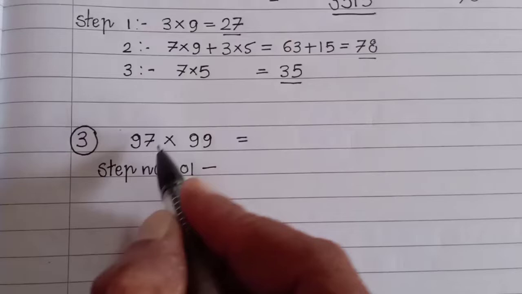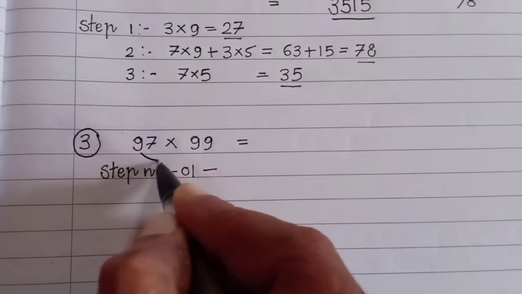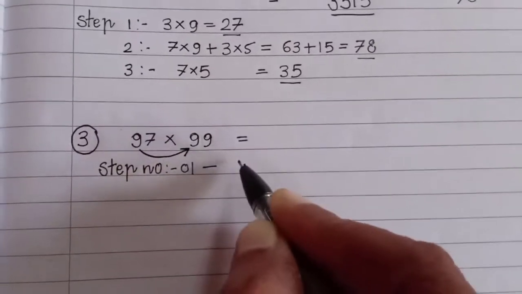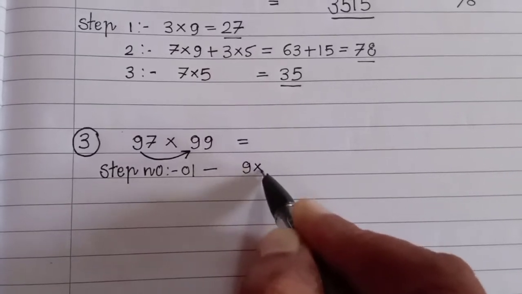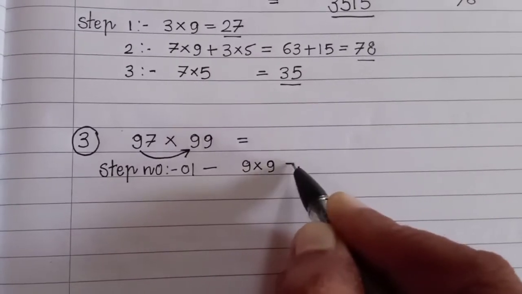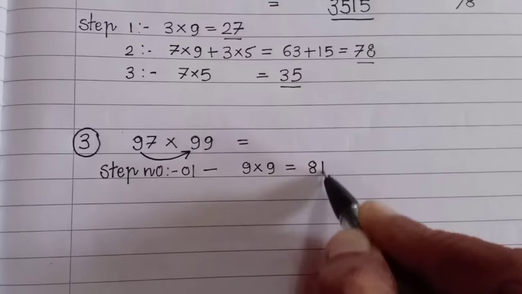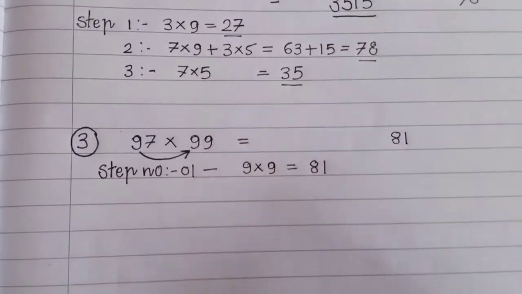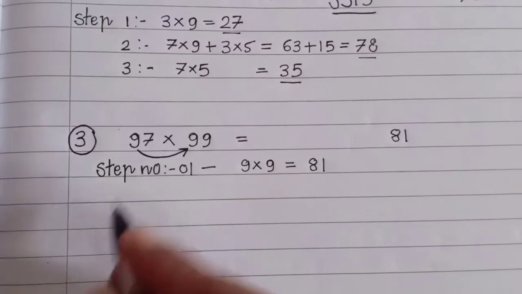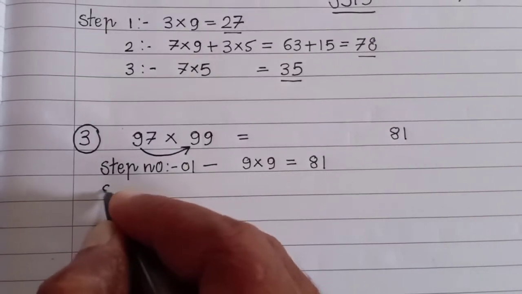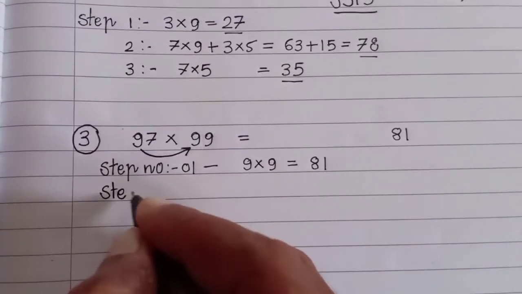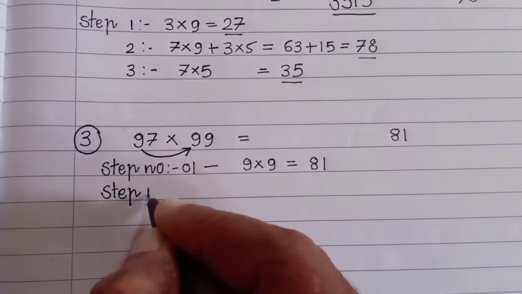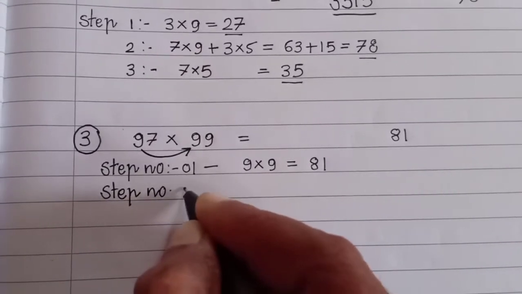We make a multiplication here, 9 into 9. It is 9 into 9. It is 81 that we are writing here, 81. Now after that, in the next step, step number 2.